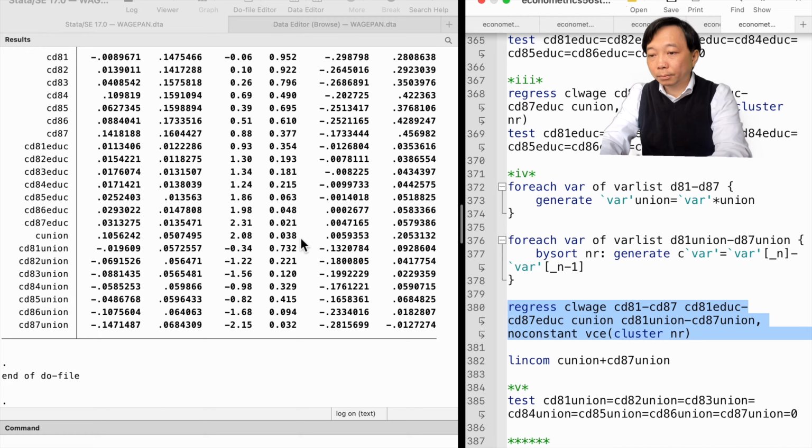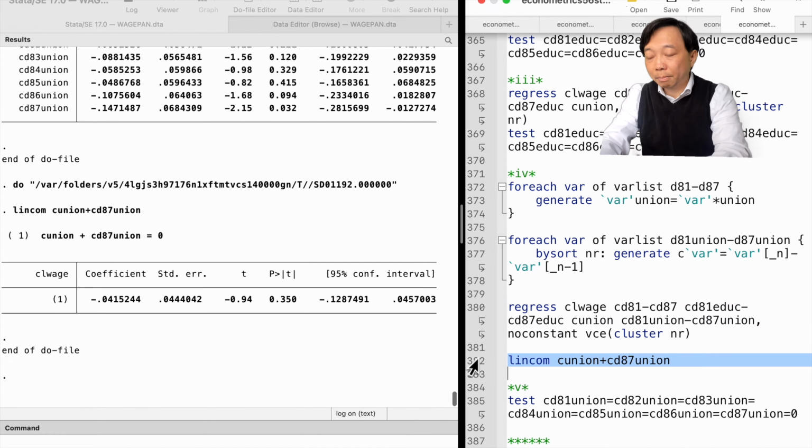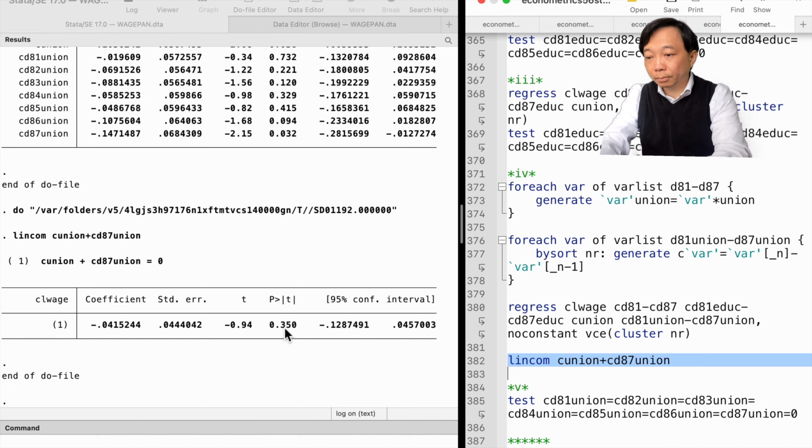On average, the Julian members earned 10.6% more than the other workers in 1980, keeping education and other individual-specific and year-specific factors fixed. The Julian differential in 1987 is the sum of the two beta hats, minus 0.0415, but it is not statistically different from 0 at any conventional level. We can use the lincom command to obtain its standard error or employ the trick introduced in the textbook.